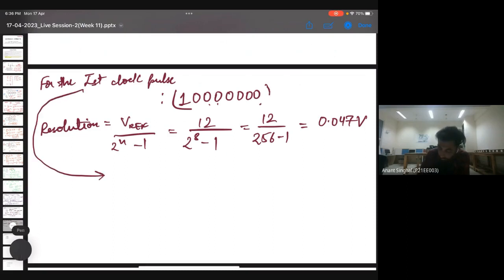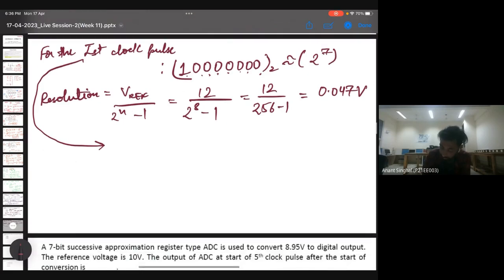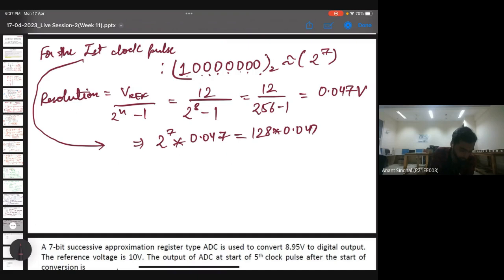So now we'll check for the first clock pulse. This is binary, so the decimal equivalent is 2 to the power 7. After the first clock, the output will be 2 to the power 7 into 0.047, which is 128 into 0.047. So it is 6.023, sorry, which is greater than the given voltage. So we will not maintain this one.